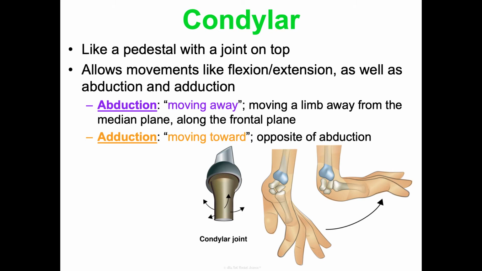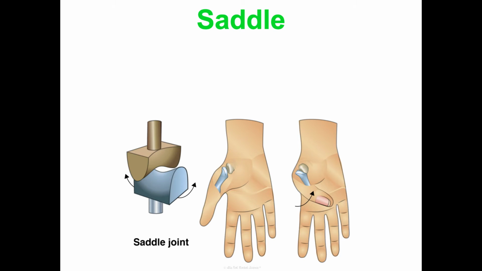So putting your arms back down would be adduction. And these condylar joints are one place that they are in your wrist, and how you can move your wrist there. I shouldn't say flex, but abduct and adduct your wrist there. All right, let's talk about a saddle joint.